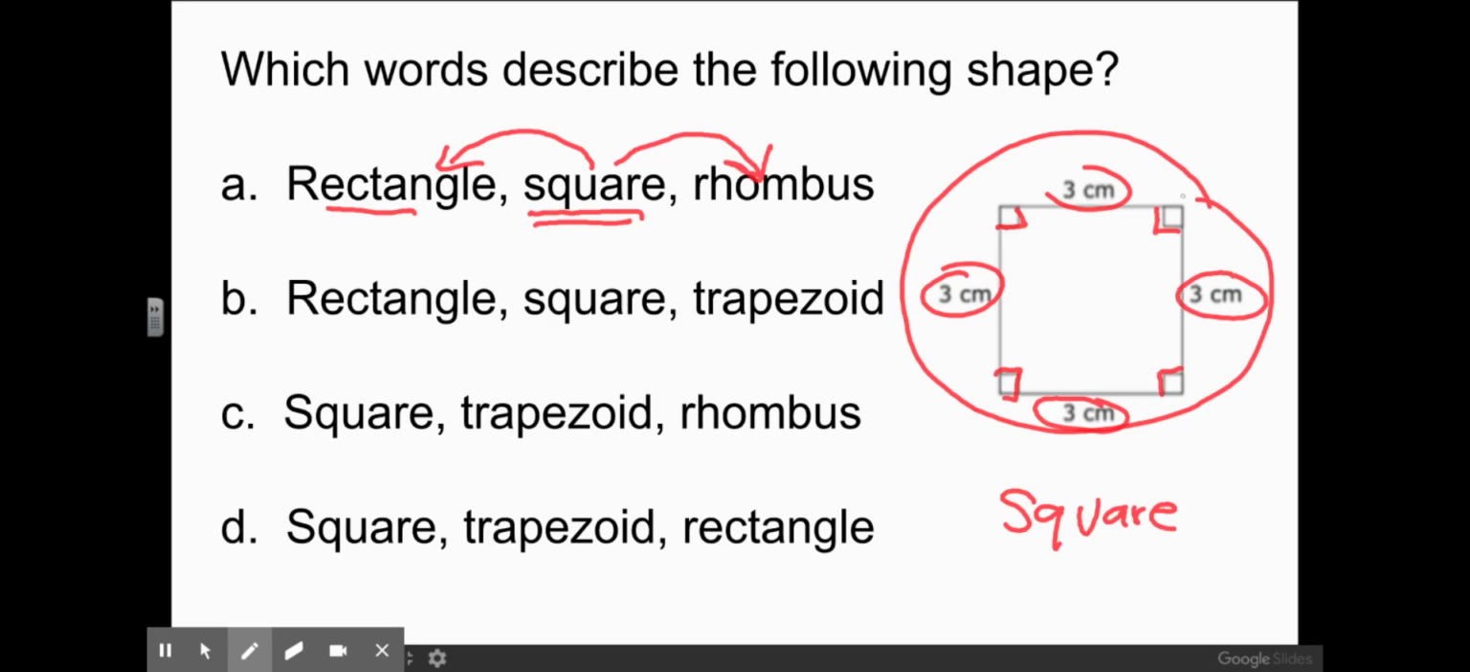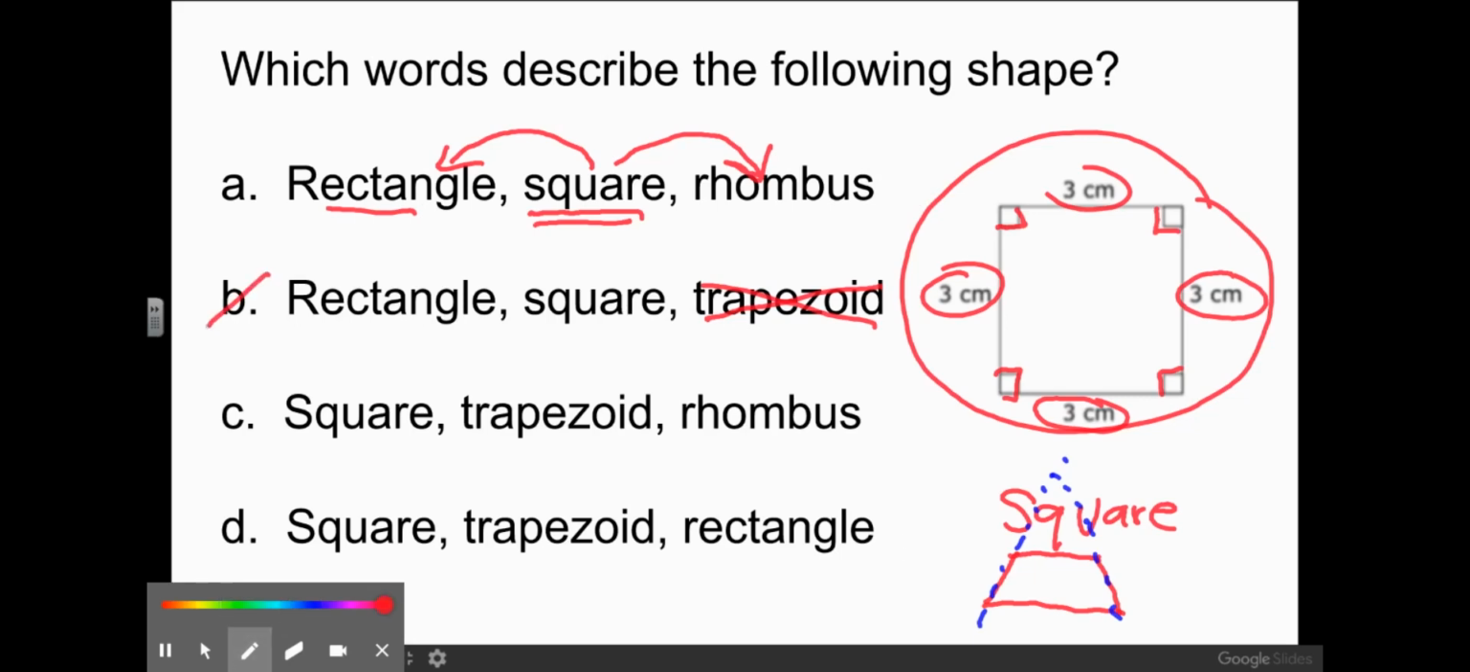Okay? We can call it a rectangle. We can call it a rhombus. We can't, though, call it a trapezoid. Why? Because a trapezoid would look something like this, and it only has one pair of parallel sides. This one and this one aren't parallel because if we were to extend them, they would eventually cross. So B is not one of my answer choices. Now, because we crossed trapezoid out there, we can also do it here and here, making C and D also not correct options. So our only correct option would be A.